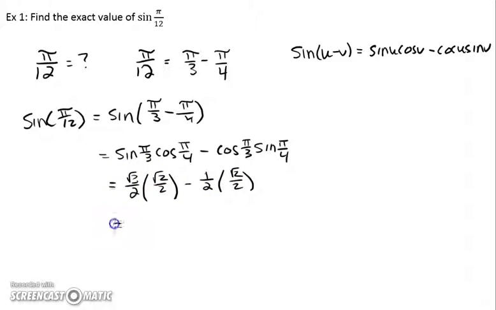So radical 3 times radical 2 is radical 6. 2 times 2 is 4. 1 times radical 2 is radical 2. 2 times 2 is 4. So you can either keep it as radical 6 over 4 minus radical 2 over 4, or you can combine them since we have a common denominator already and say radical 6 minus radical 2 over 4. So that's one thing that we can do. We can take angles that aren't on the unit circle and we can mess around with them and try to get them to be on the unit circle.